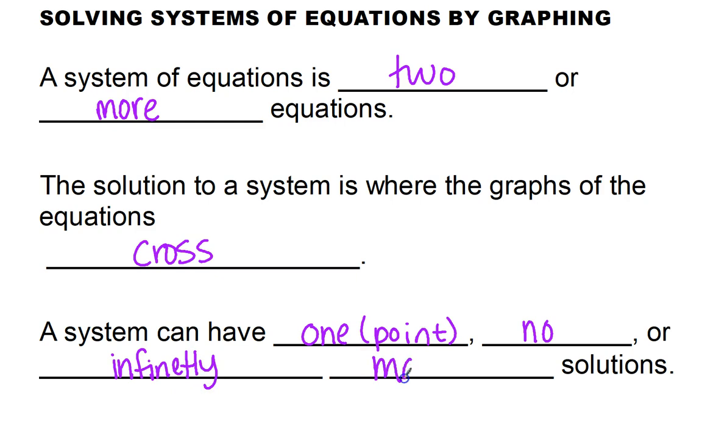Infinitely many. Probably misspelled it. I don't know. Infinitely many solutions. Okay, and the no solution and infinitely many solutions we're going to talk about in a little bit. So just kind of hold that together for a second. Okay, so let's keep practicing that.